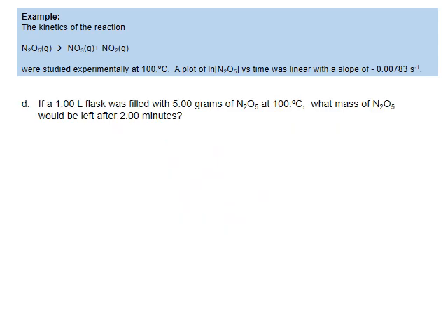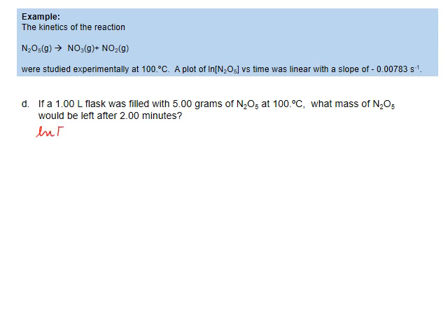Let's look at the final question. This one asks, if a 1-liter flask was filled with 5 grams of N2O5 at 100 degrees Celsius, what mass of N2O5 would be left after 2 minutes? Since this question is basically asking for how much N2O5 there will be at a later time, we know that we're going to need the integrated rate equation, because that's the one that relates concentration at some later time to time. Since we've already discovered that this reaction follows first-order kinetics, we're going to start with the first-order integrated rate equation.